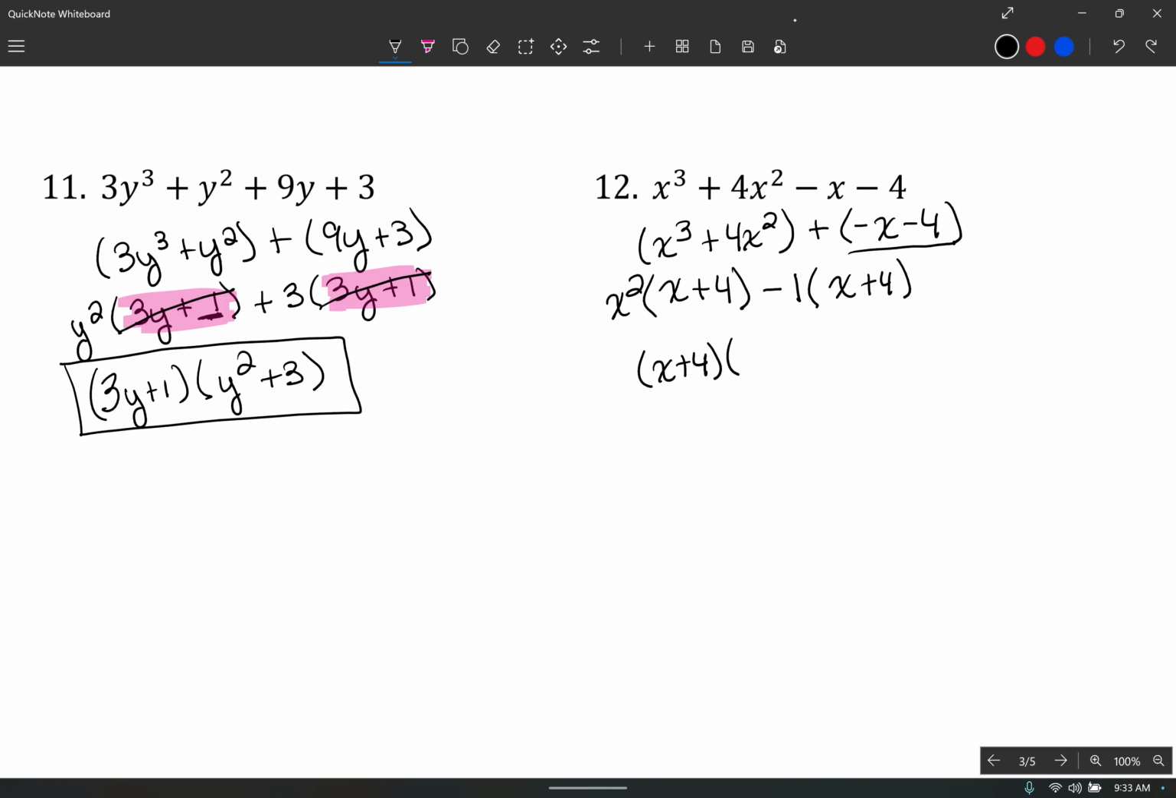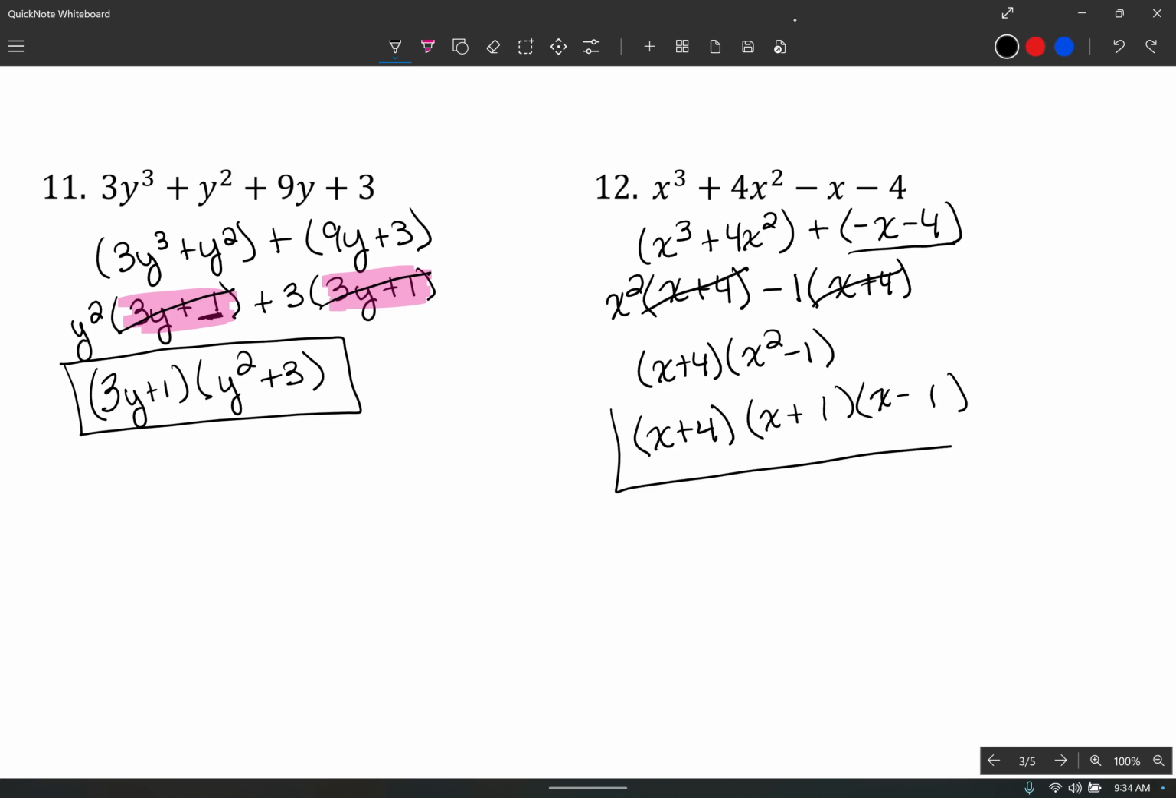So if I divide that out of the first group, I'm left with x squared. And in the second group, I'm left with -1. And then I do have that difference of two squares. Remember, 1 is a perfect everything. So that gives me plus and minus. The square root of x squared is x, and the square root of 1 is 1, and I can't factor any further from there.